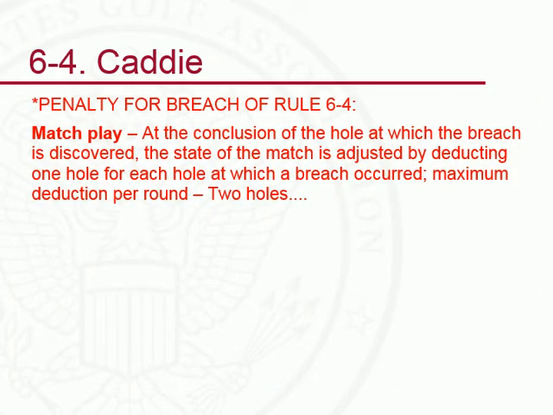Now, a penalty for this, in match play, it's going to be an adjustment penalty. So at the conclusion of the hole at which the breach is discovered, the state of the match is adjusted by deducting one hole for each hole at which the breach occurred, and there's a maximum deduction per round of 2 holes. So in this case, if you have 2 caddies at a time during the play of a hole in match play, it is not a loss of hole penalty. The players would complete the play of that hole, and then at the conclusion of the hole, there would be that adjustment.